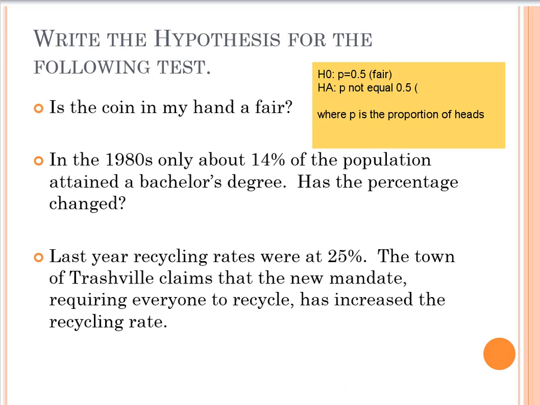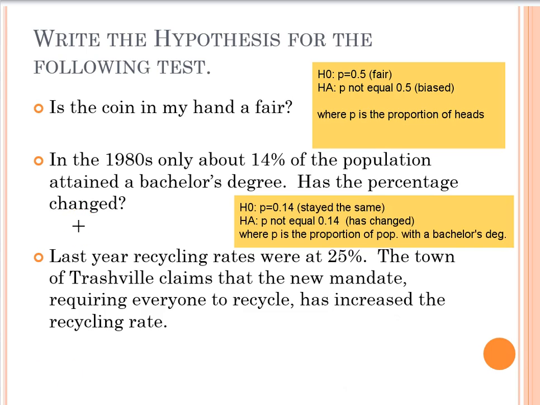If it's biased, then it's going to land either heads more often, in that case it would be greater than 50%, or it could be less than 50%, meaning it lands on tails more often. In either of those cases, it's going to be biased, and so we would just write not equals to in the alternative hypothesis. The next question we're interested in looks at the population's percentage of people who have obtained a bachelor's degree. In the 80s, it was about 14%, and we want to know if the percentage has changed.